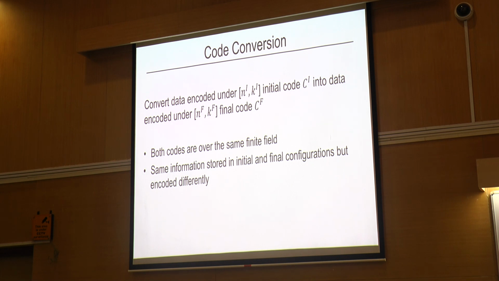So one thing to keep in mind is that when the disks transition, the same data is stored, so you have to encode the same data. So the information encoded in the initial code and the final code is the same. It's just that how it is encoded is different, right? So the redundancy would be different.